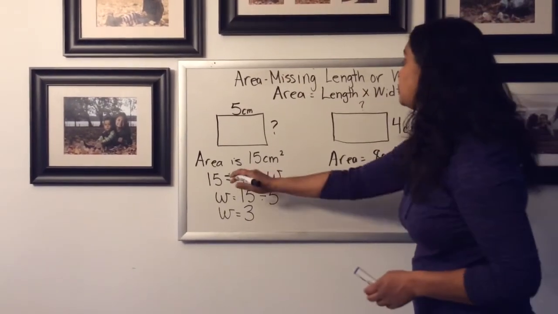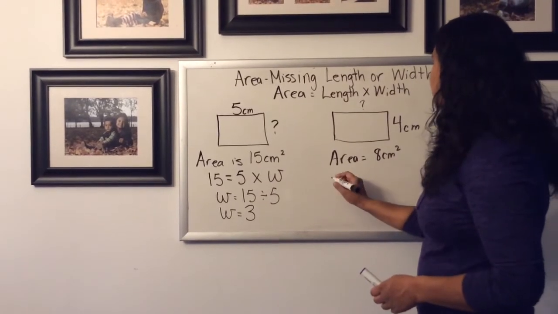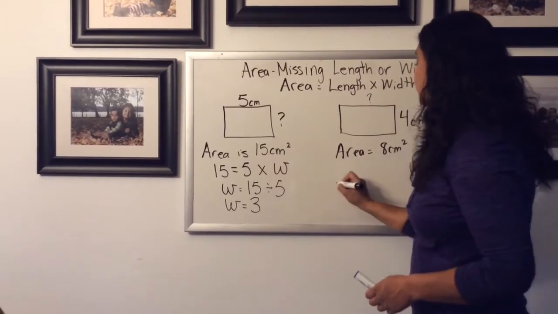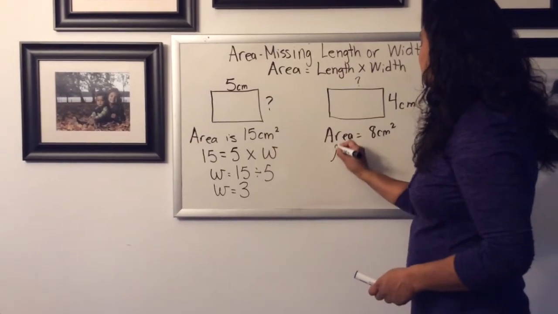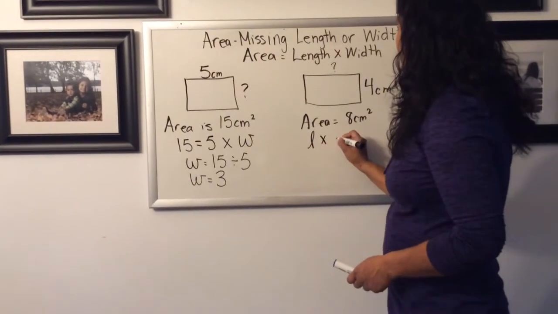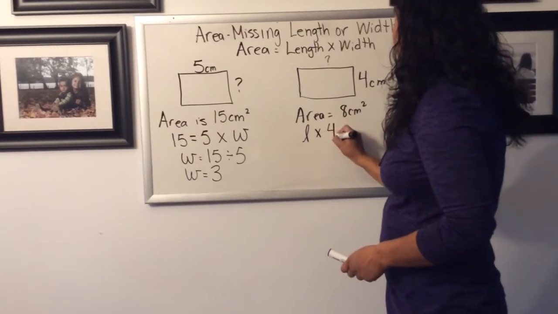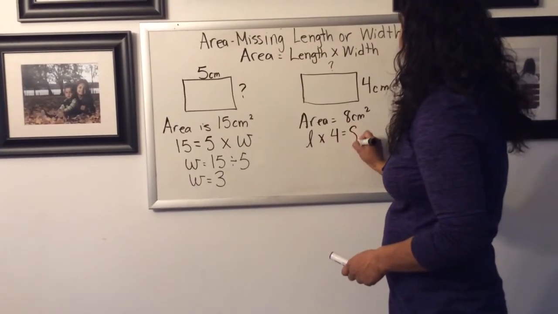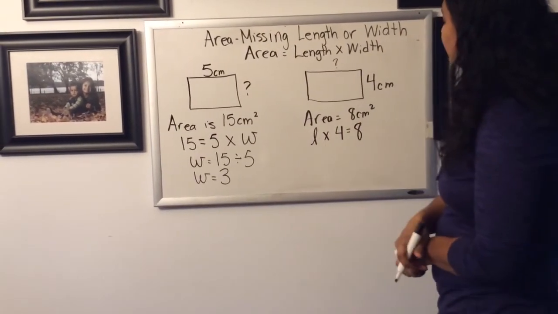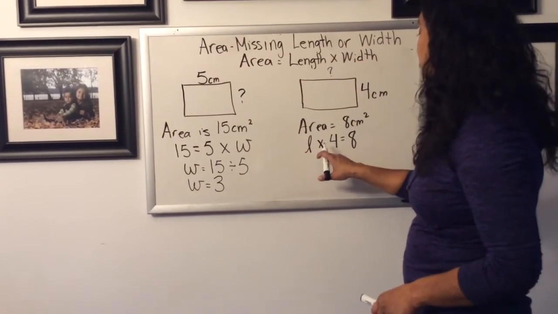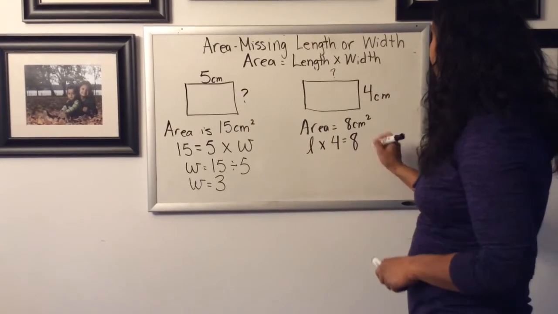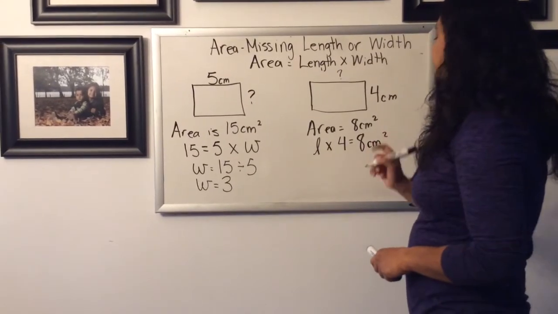And I can even do this the other way if I want. So for example, I can do the question part first, just like I'm used to seeing it in a number sentence. So length times 4, because I know that's the width, equals 8. So I'm trying to figure out what length is. So this is the same as length times width here. Length, which we don't know, times 4 is the width, equals 8 centimeters squared.